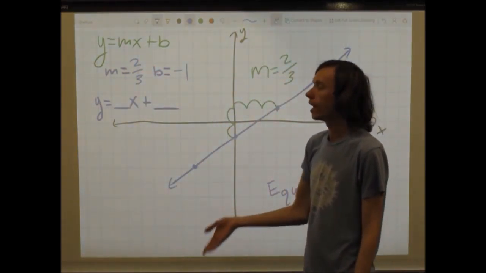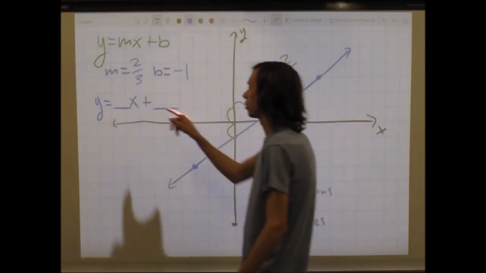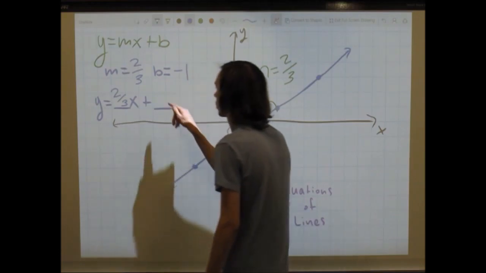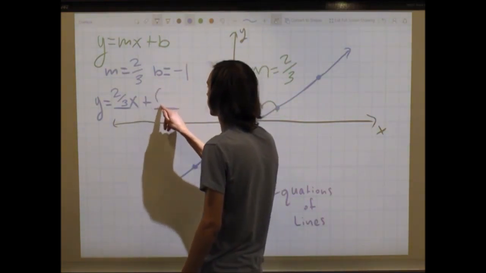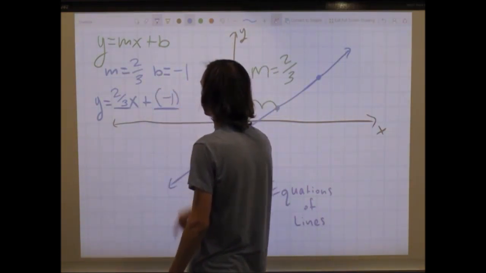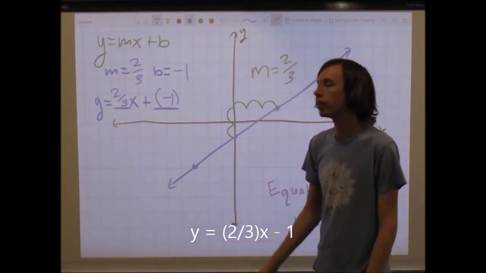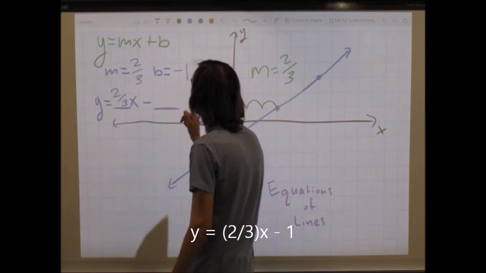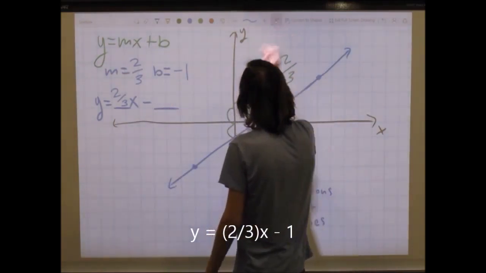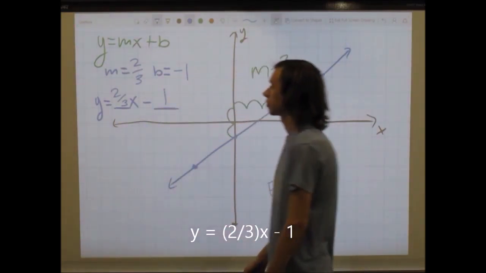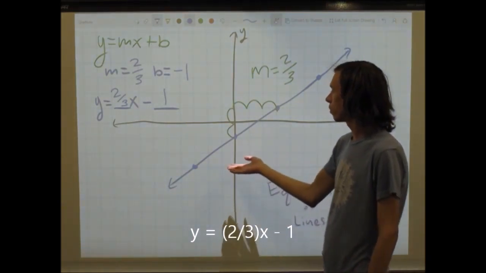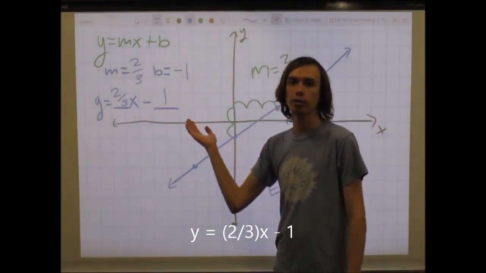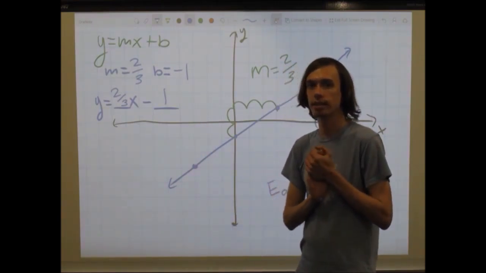Now that I have my m and my b, I just have to put those into the formula: 2/3 x plus negative 1. Or you might know that I could rewrite that as minus 1. So the equation for this blue line here is just y equals 2/3 x minus 1. Okay, so let's take a look at a different one now.